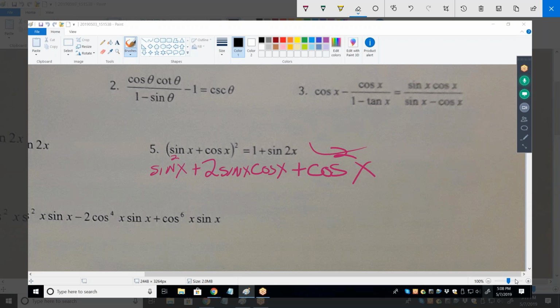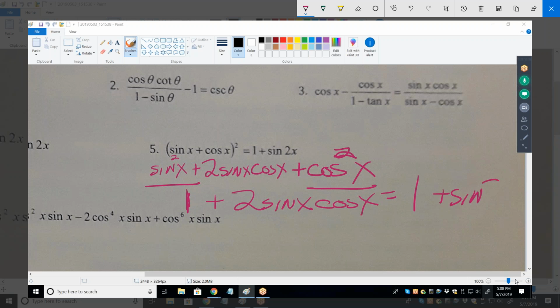Now, what's worth noticing here, what's that equal to? Sine squared plus cosine squared. One. Okay. So this now becomes, there's the one, plus two sine x cosine x. And this is supposed to all equal one plus sine of two x. Well, sine of two x is a little unusual. What's the identity for that? What's the double angle formula for sine? It's 2 sine x cosine x.